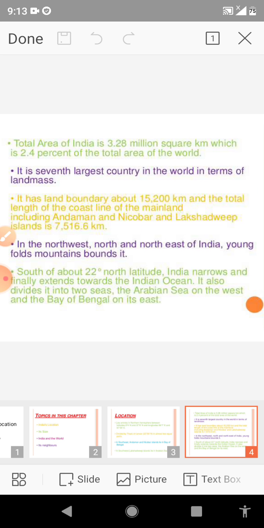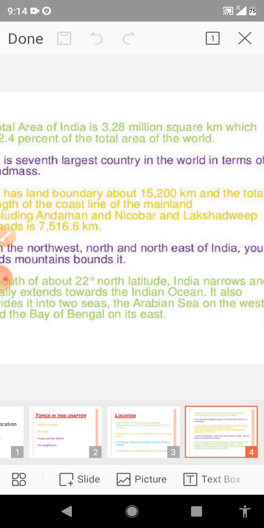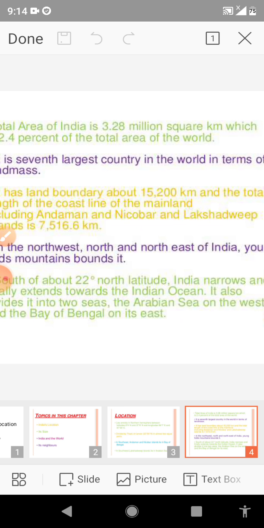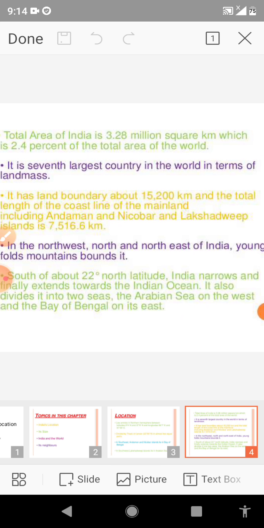Our country is the seventh largest country in the world, and the total coastline of our country is about 7,516.6 kilometer. This also includes the coastline of the island groups. With regard to the land frontier of our country, that is about 15,200 kilometer. And in the north and northeast of India, we get young fold mountains, and these young fold mountains are known as the Himalayas.